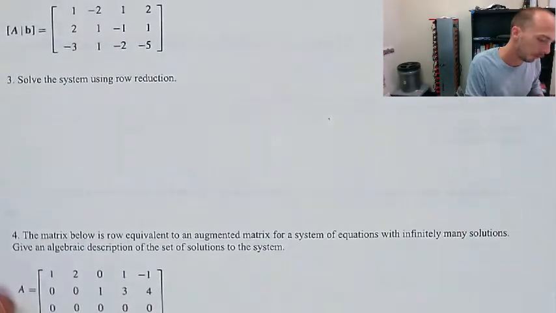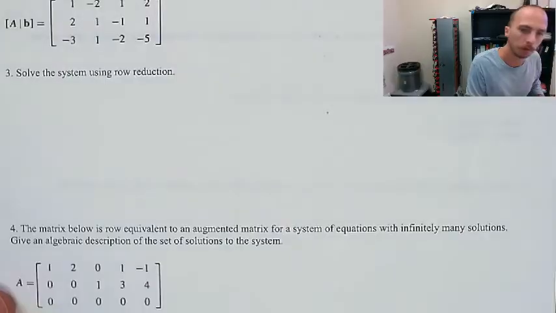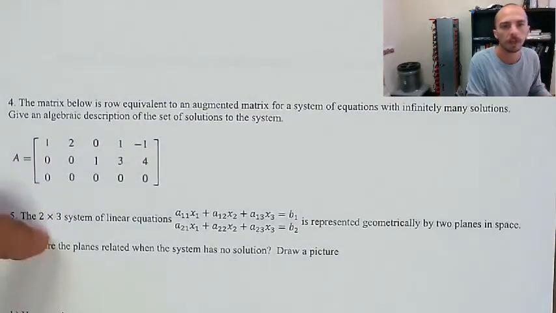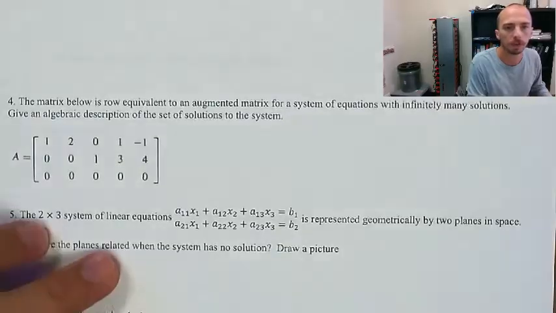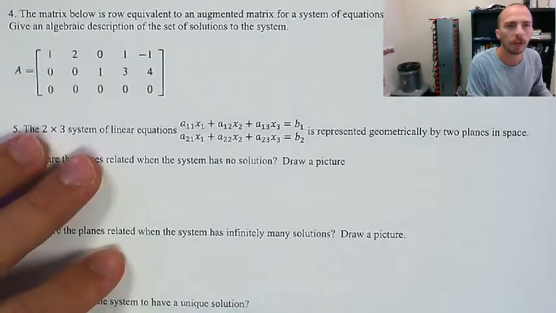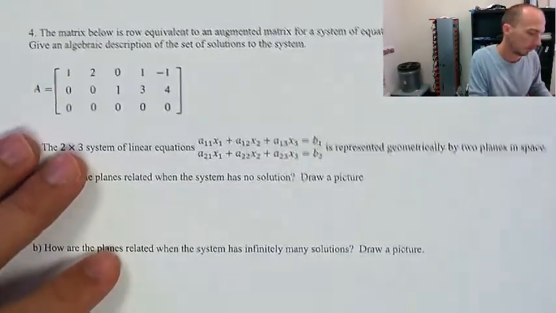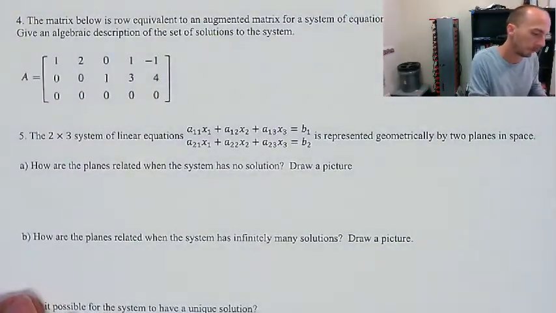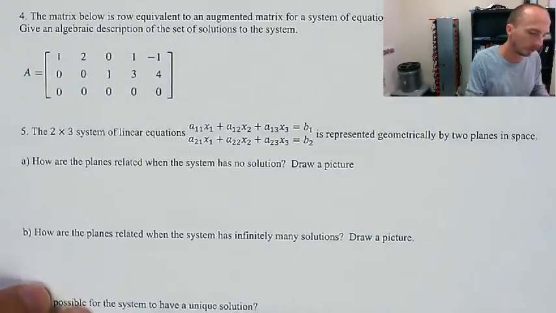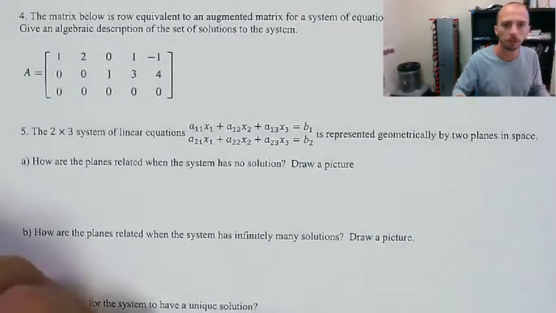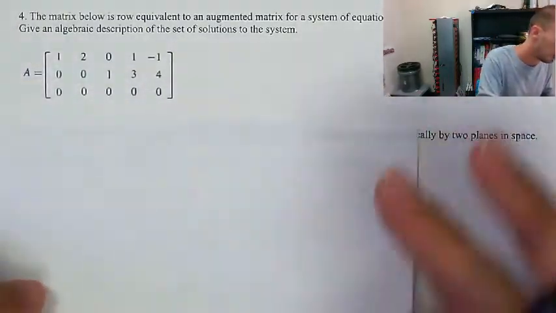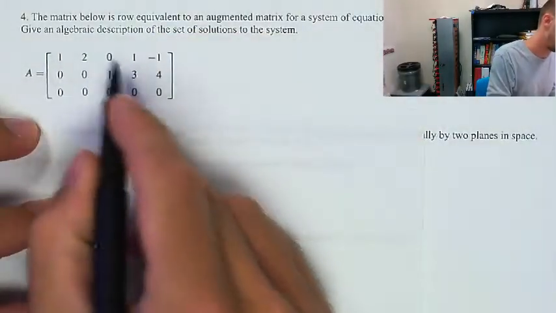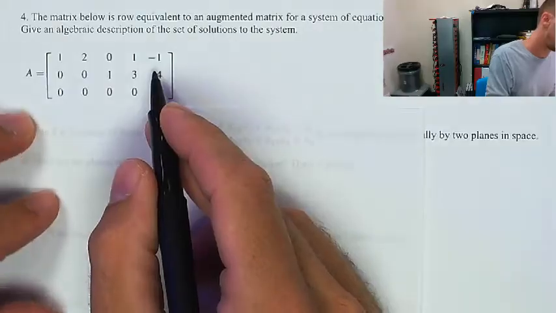All right. The matrix below is row equivalent to an augmented matrix for a system of equations with infinitely many solutions. Give an algebraic description of the set of solutions to the system. Okay, so it's row equivalent to the augmented matrix for the system, and it looks like it's fully reduced. So I'm going to just kind of cover this up, and I'm going to unpackage this. I've got 4 variables, 3 equations.